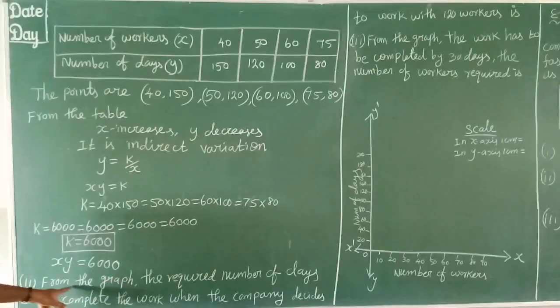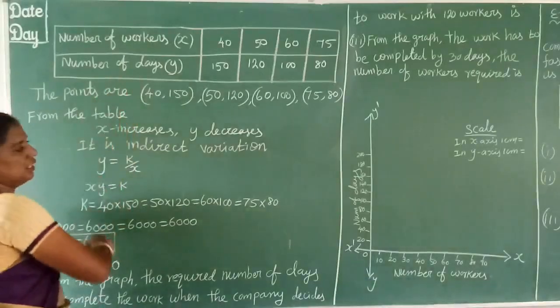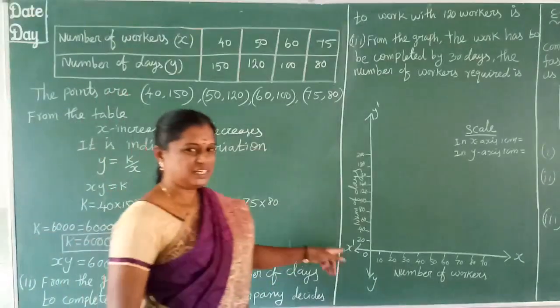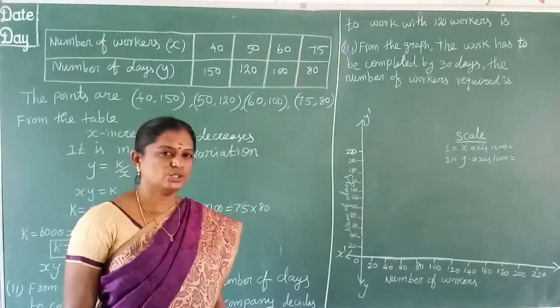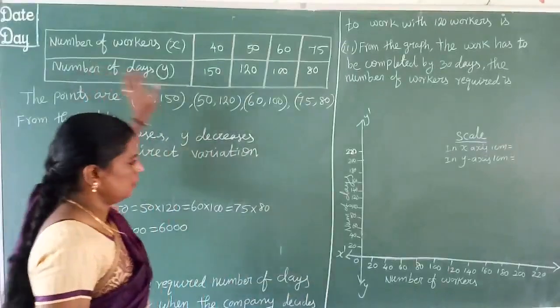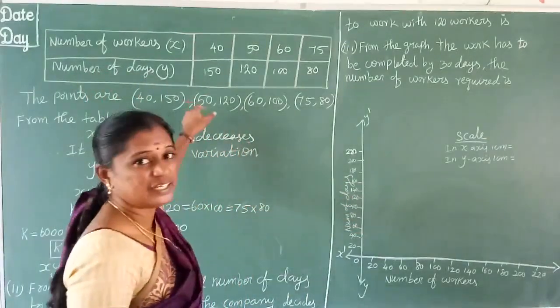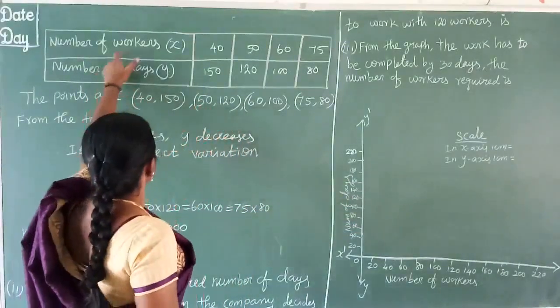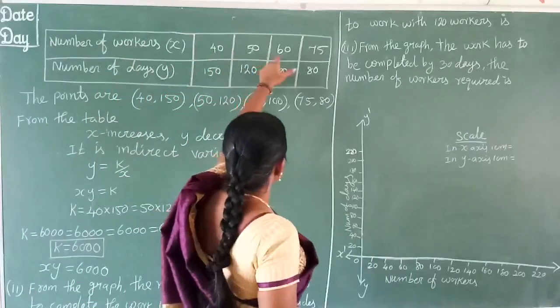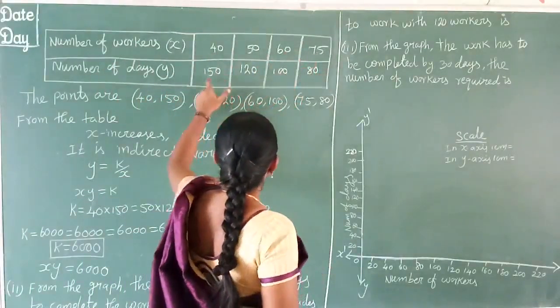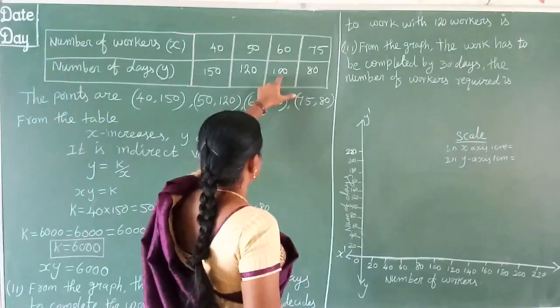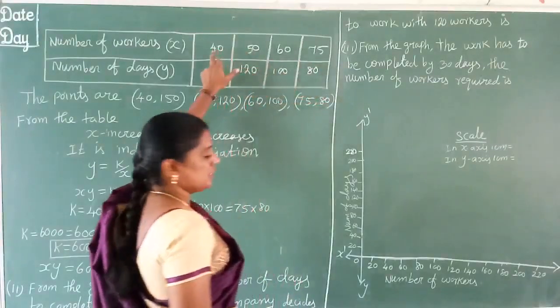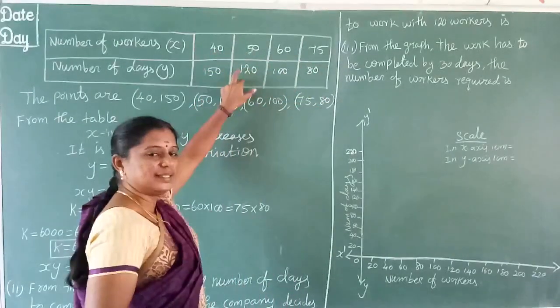From the second option we see the graph and then find the answer. Before that, using these table values, complete the tabular column. Using this tabular column, mark the graph. Before that we take the scale. Here the x axis is 40, 50, 60, 75 and the y axis is 150, 120, 100, 80. Our choice is 10 or 20, anything.